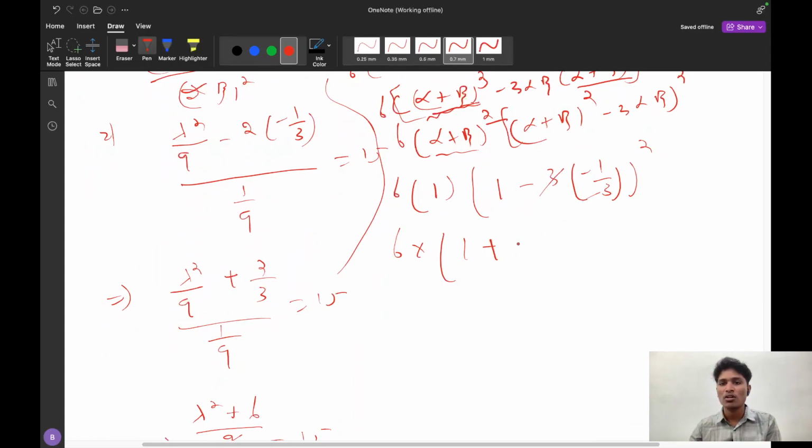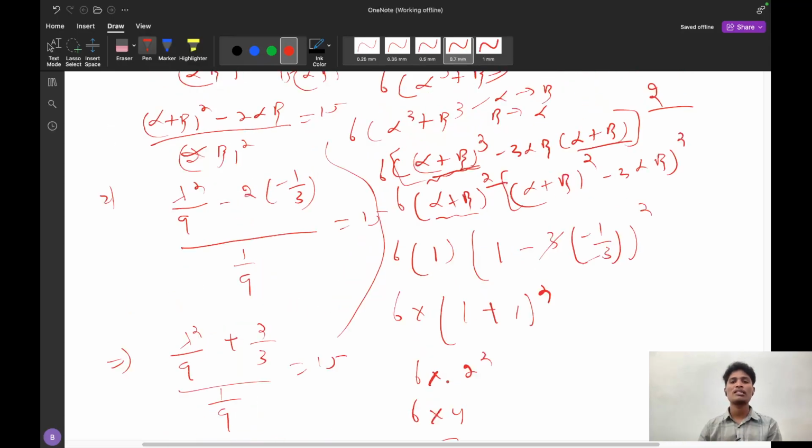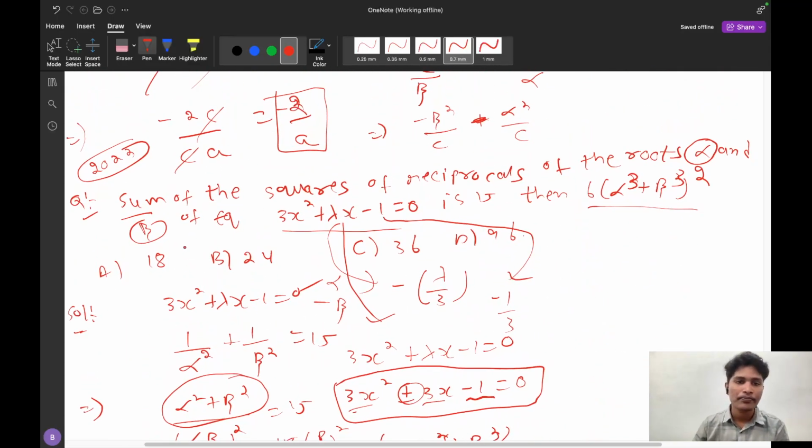3 is cancelled. So 1 whole square. 6 into 1 plus 1, it is 2. 2 square. So 6 into 2 square is 4. So the answer is 24. So this is the answer. Like this you have to find.